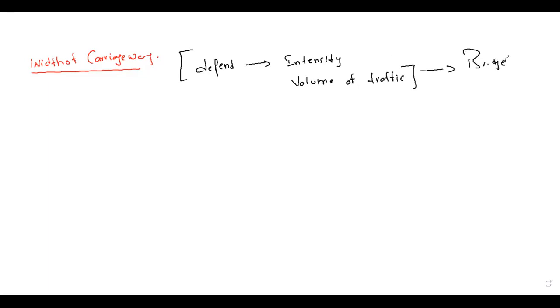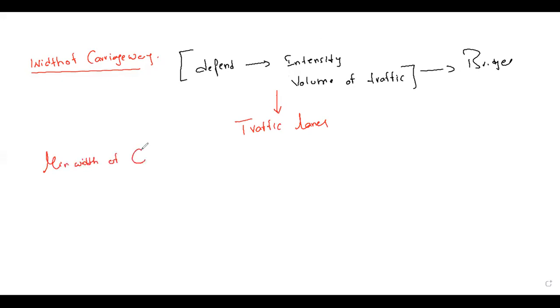On the bridge, what is the intensity of the vehicles and what is the volume of the traffic. Based on that only, the width of the carriageway is going to be decided. So usually it is expressed in terms of traffic lanes. Width of carriageway, we are going to express in terms of traffic lanes. So what is the minimum width of the carriageway?